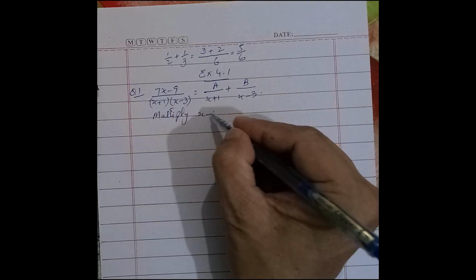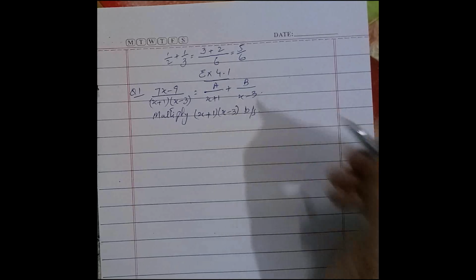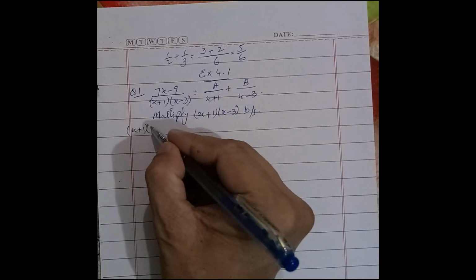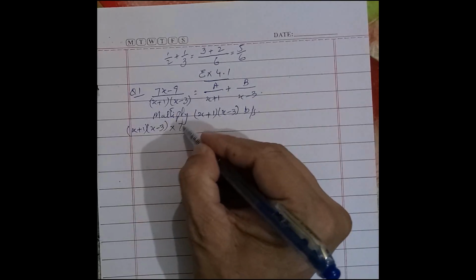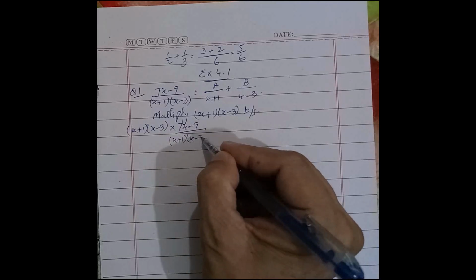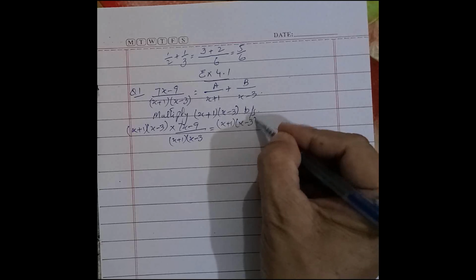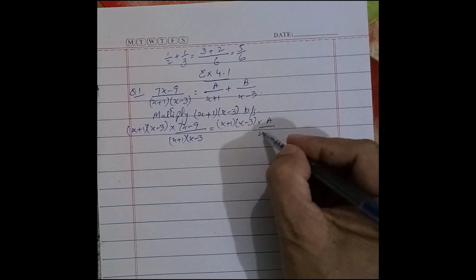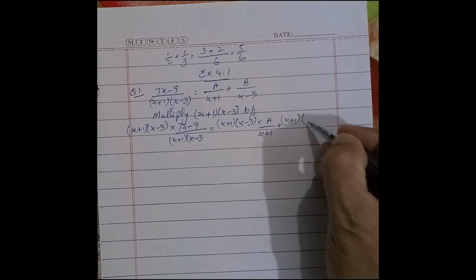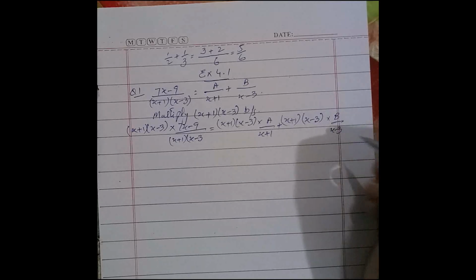Multiply x plus 1 into x minus 3 on both sides. We get x plus 1 into x minus 3 multiplied by 7x minus 9 over x plus 1 into x minus 3 is equal to x plus 1 into x minus 3 multiplied by A over x plus 1, plus x plus 1 into x minus 3 multiplied by B over x minus 3.